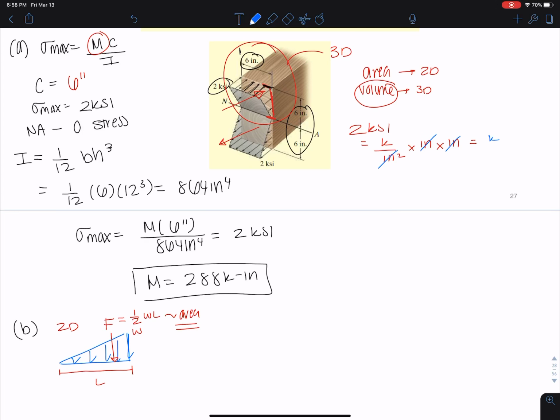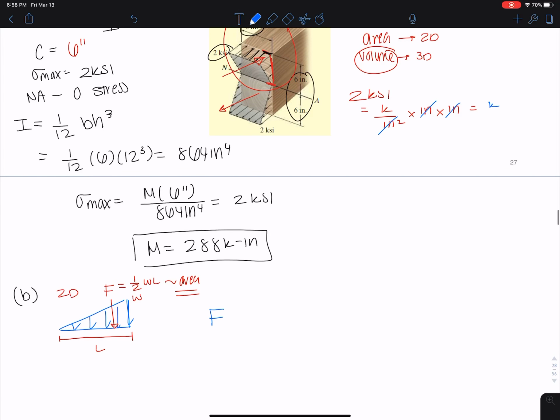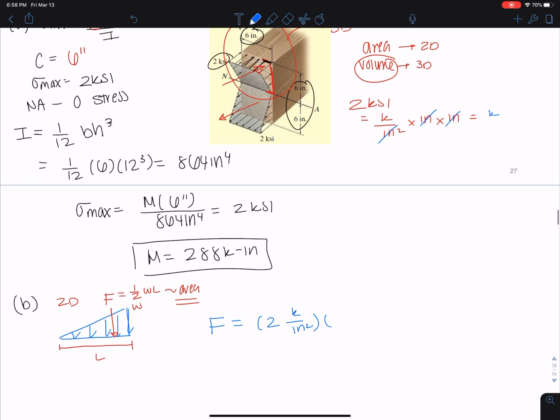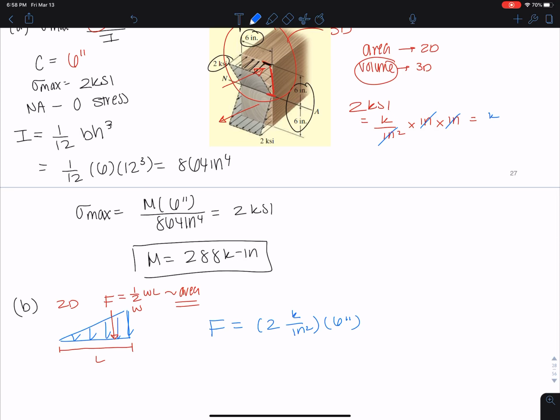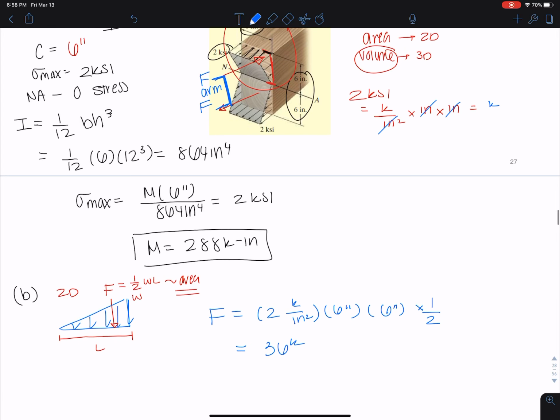You see? So I need to take force equals the 2 kips per inch squared times the 6 inches times the other 6 inches, and this is a triangle, so I need to multiply by 1/2, and I get my force, and this is the force of the couple here, this F. And then all I need to do is figure out the distance, this arm, because we know that M, the internal moment, is just F times the arm.